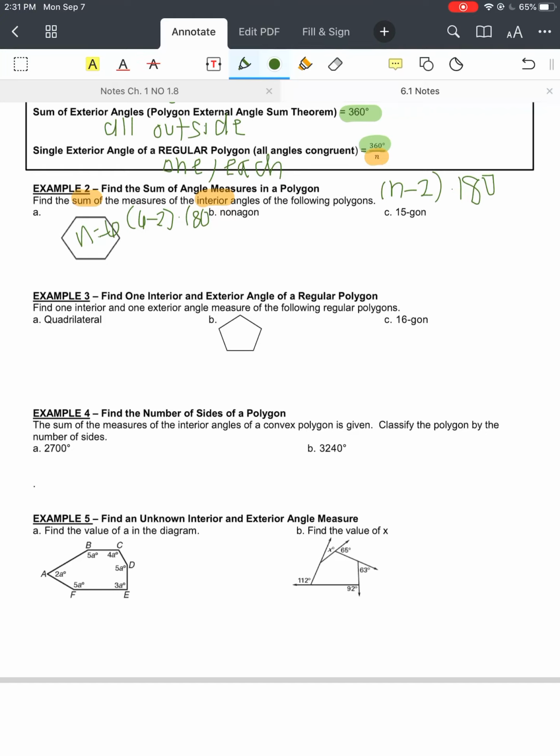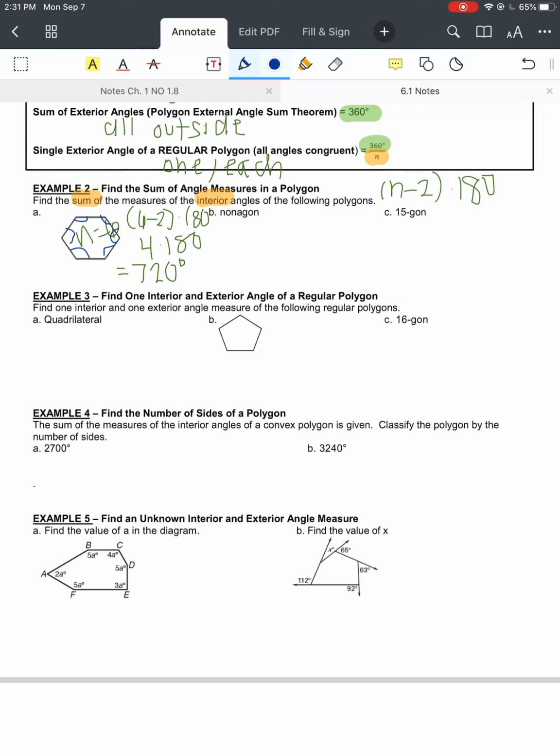Order of operations would say I have to do what's in parentheses first. So 6 minus 2 is 4. So I'm going to do 4 times 180. So the sum, all 6 of these interior angles added together, will be 720 degrees. So each one of these interior angles, when I add them together, will give me 720.